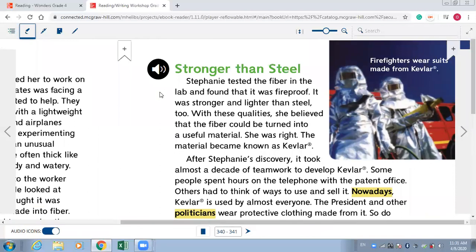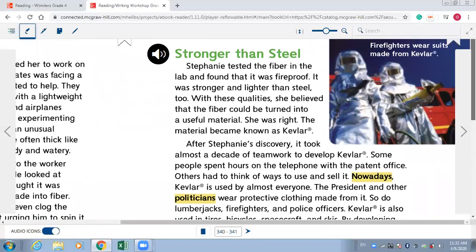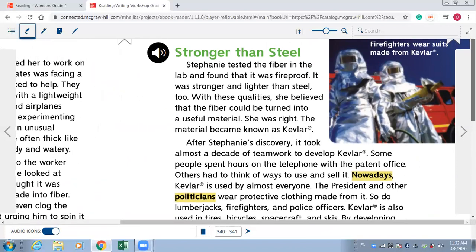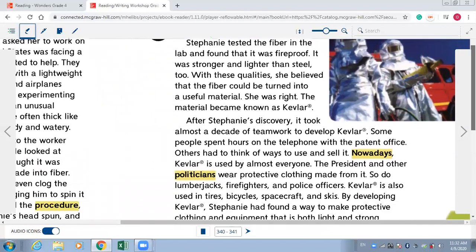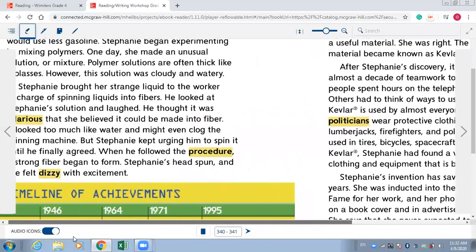Yeah. If we read here, stronger than steel. Let me take you to the previous page.